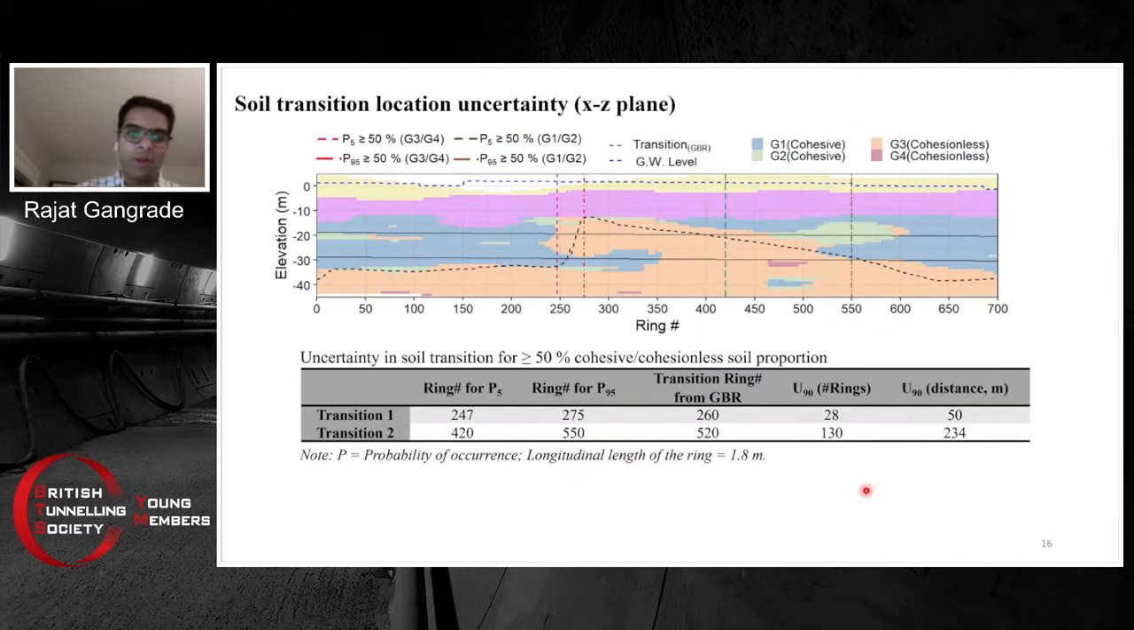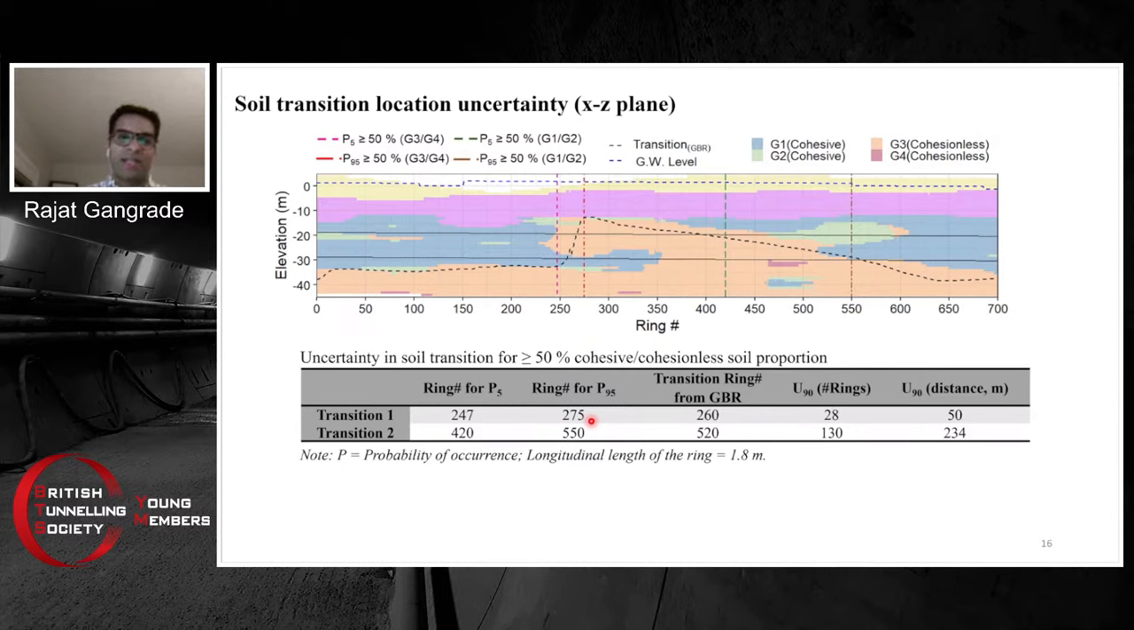Now when we accumulate all that information together and put it on the most probable geological profile, we have the colored soil types, we have the groundwater conditions, the black lines indicate the tunnel alignment, and the dotted black line indicates the deterministic interpretation of where the transition is from the GBR. As we start tunneling from left to right, we hit at about ring 250, or 247 for that matter, a 5% probability that your proportion of cohesionless soil is greater than 50%. And that grows to a 95% probability at about ring 275. So what is our uncertainty in this case?